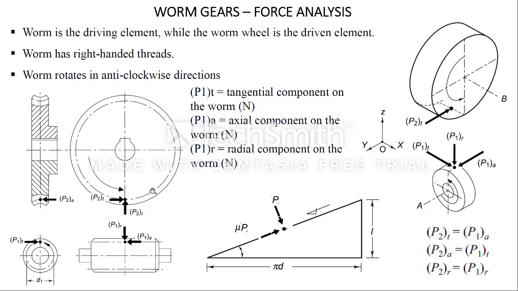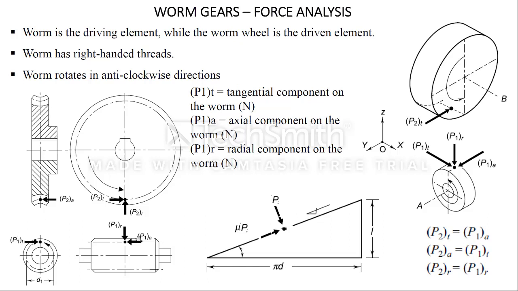If you look at the two-dimensional setup, this is front view and this is side view. And as per our assumptions, the threads are right-handed and it rotates in anti-clockwise direction. So when you look from this side, you will see that the worm is rotating in anti-clockwise direction. So to restrict the rotation, one reaction is created by wheel, which is P1T.